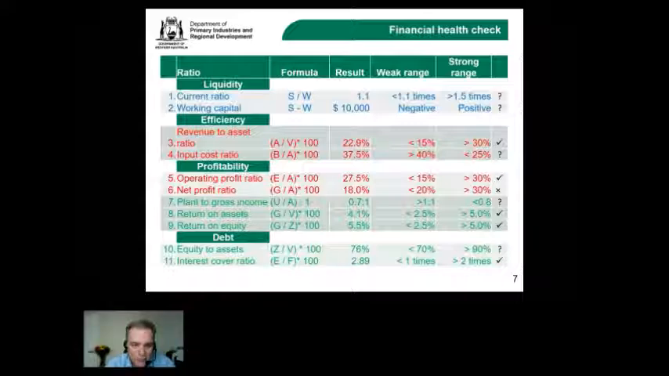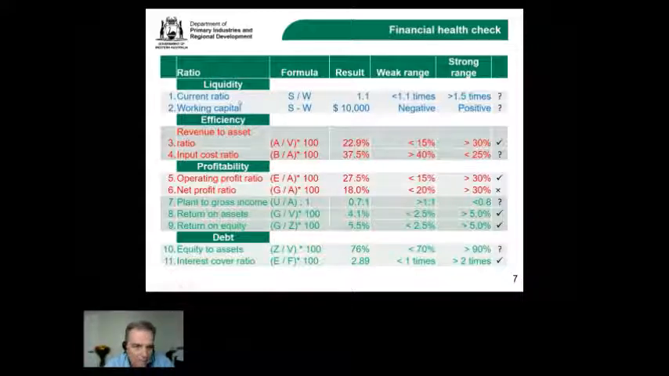Do we need to focus on repaying debt? Or do we need to focus on being more efficient? Or do we need to focus on generating better profit? Or do we need to focus on having enough cash to pay our bills when they fall due? So there's questions associated with each of these four broad categories.